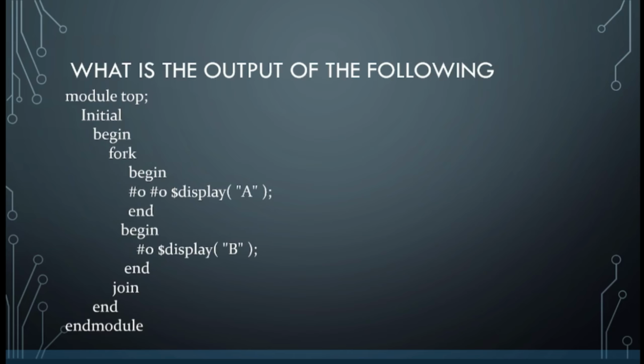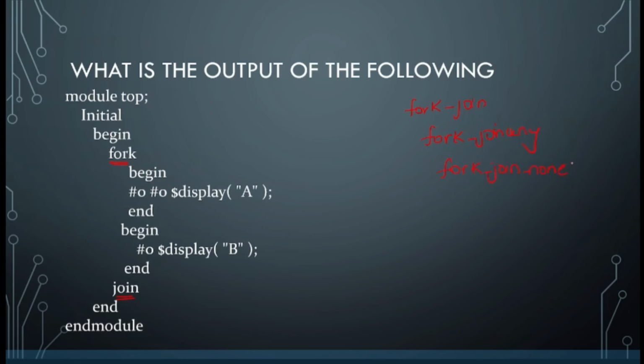There are some concepts in SystemVerilog like this fork join which need repeated practice on the codes, repeated estimation of the codes, in order to have a clear idea of what this fork join process is. So let's discuss now what is the output of the following code. If you see the code here, this is only fork join. You have three flavors: fork join, fork join any, and fork join none.